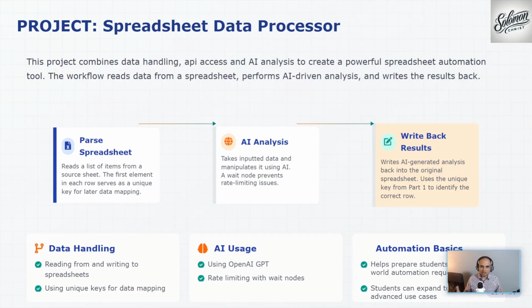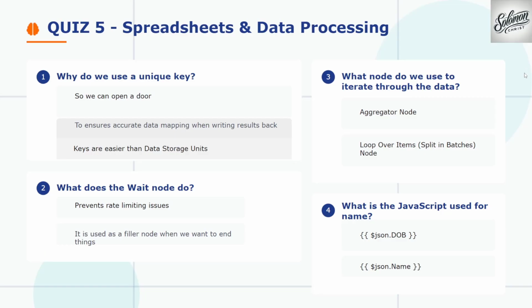So that was a great little project that you just completed, and you learned about data handling, reading from and writing to spreadsheets. You learned how to use unique keys. You learned about AI usage using ChatGPT and even rate limiting with wait nodes. You also learned some of the AI automation basics. And this is going to help all of you prepare as students for real world automation requests. This is the real stuff that people are going to ask you for. And it's also going to help you as students to expand even more, especially when you're working with businesses and real world use cases.